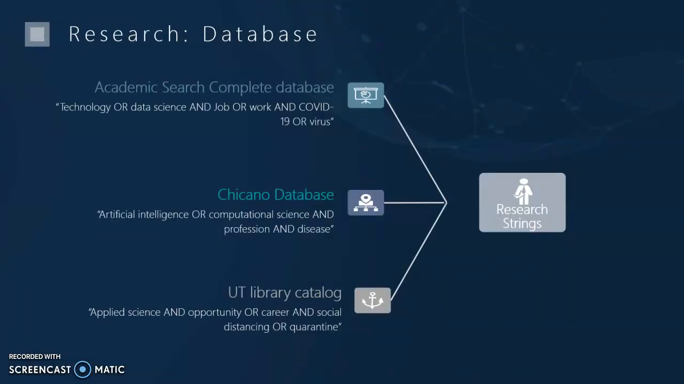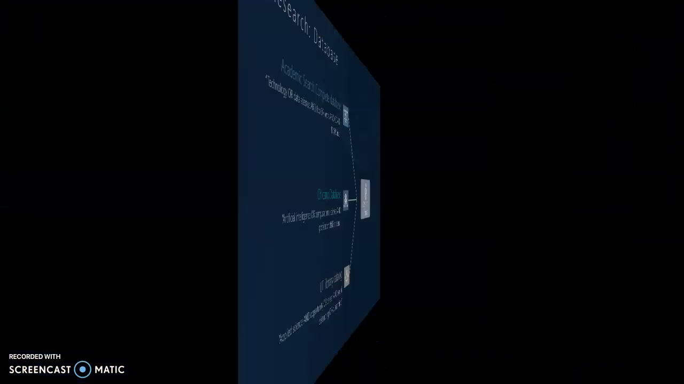And I use those keywords on the last slide to create research streams to look for my databases. Here are 3 of them: Academic Search Complete Database, Chicano Database, and the UT Library Catalog. And these 3 databases are all found in the UT Library database.